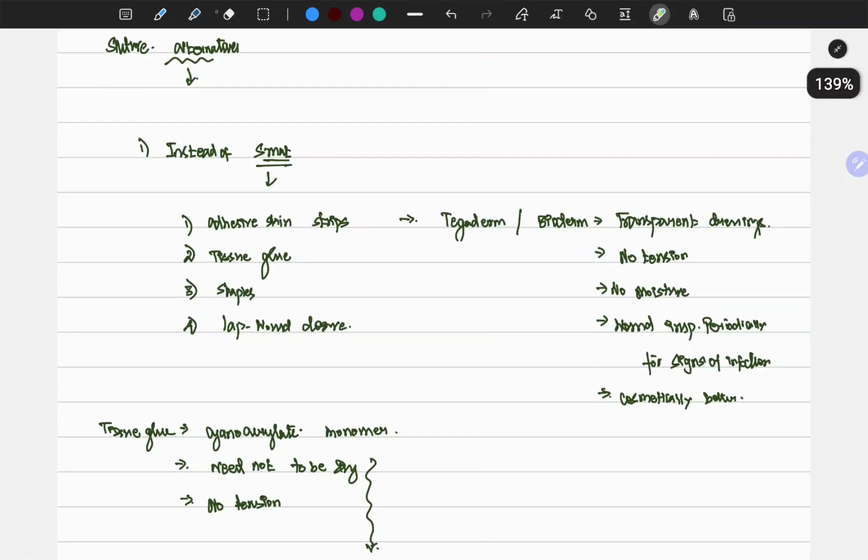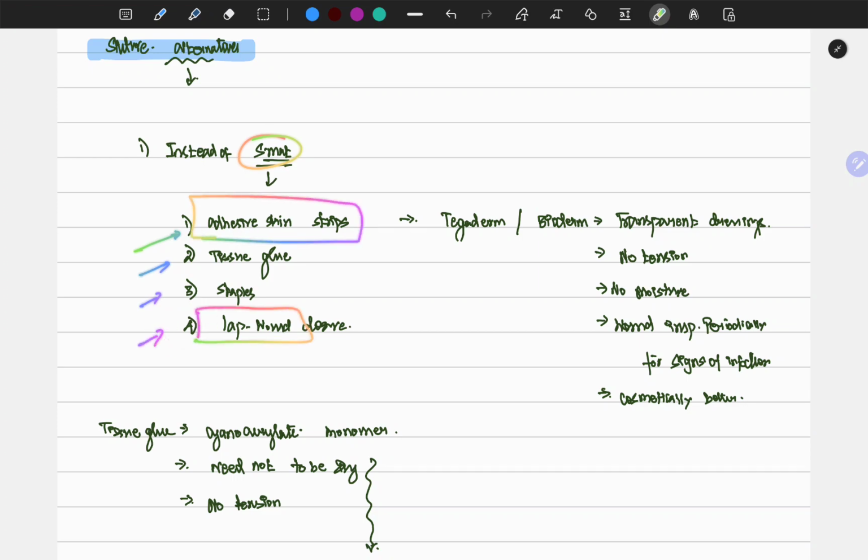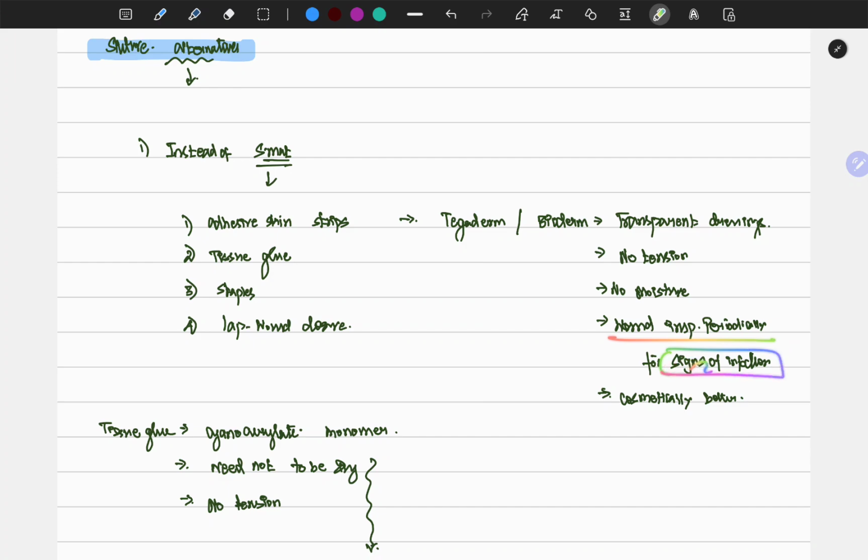So that is one question. They will also ask you about suture alternatives. So instead of skin sutures, you can go for adhesive skin strips, tissue glue, staples, and flap wound closure. So what are adhesive skin strips? Tegaderm and Bioderm. These are transparent dressings, so no tension, no moisture. The wound can be inspected periodically for signs of infection as it is transparent. Cosmetically better.